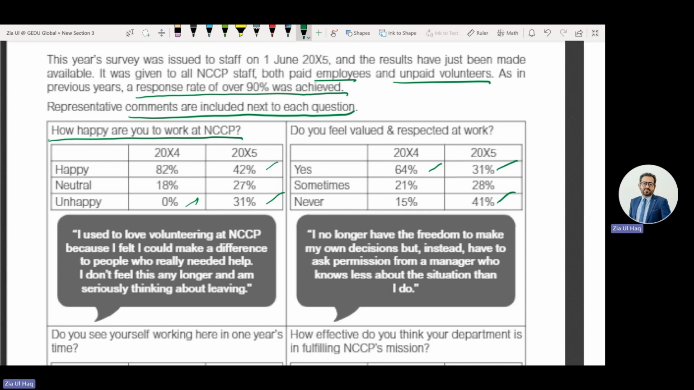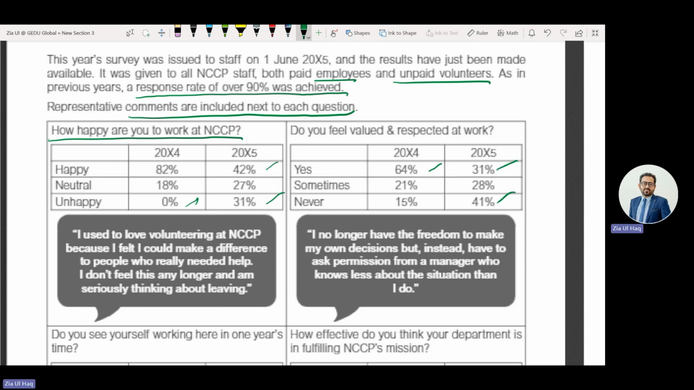And what are the comments regarding how happy you are? I used to love volunteering at NCCP because I felt I could make a difference to people who really needed help. I don't feel this any longer and I'm seriously thinking about leaving. One of the volunteer staff is saying, we are not happy, and I'm thinking to leave this organization. If volunteer staff who are experts and working for free leave, it could create some serious operational problems for you.